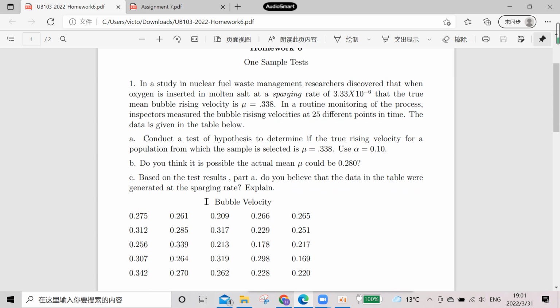So for question one, part A, I was confused what equation to use. Here you're going to use a t-test, right? The test statistic is a t value because you have a set of random numbers and you want to determine if statistically they have a mean of mu equals 0.338. This is called a one sample t-test.